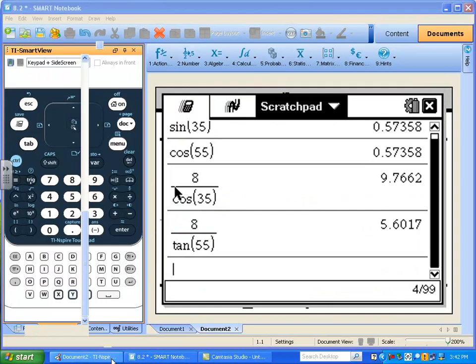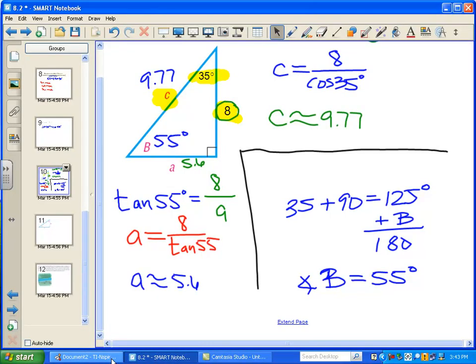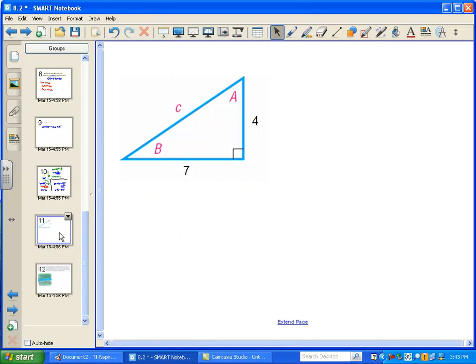Yeah, that should be 5.6 because we're going to 2 decimal places. So we'll take a look at one more. This one's a little bit different because now I've got 2 sides and only 1 missing side. So I can probably use a different set of equations, but now I've got 2 missing angles.